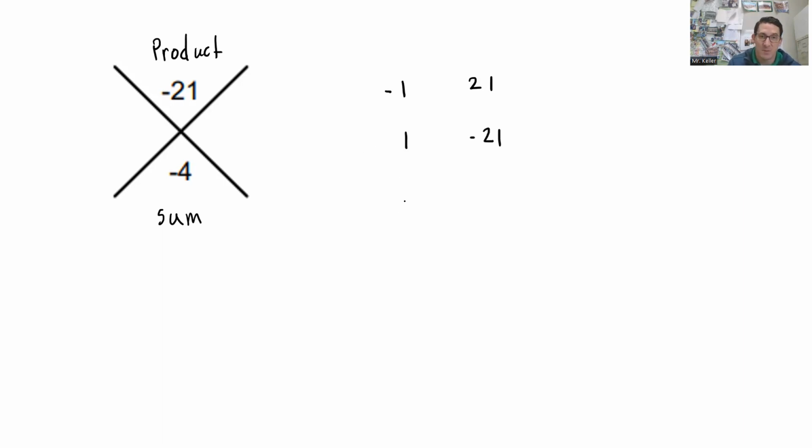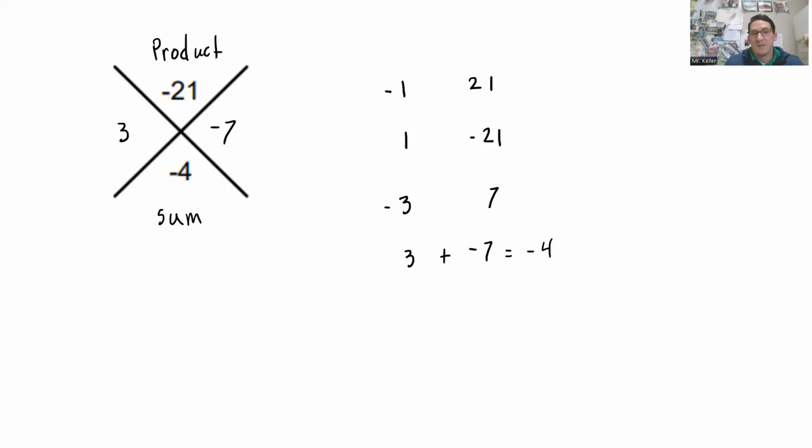The other pair of numbers that multiplies to get 21, that's easy. That's just going to be 3 and 7. So one of them has to be negative. So it can be negative 3 and positive 7, or it can be positive 3, negative 7. Which of these are going to add up to negative 4? That's going to be this bottom one here. 3 plus negative 7 is negative 4. Our numbers on the side are 3 and negative 7.